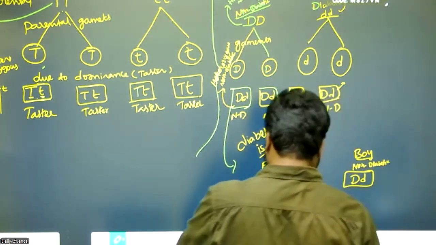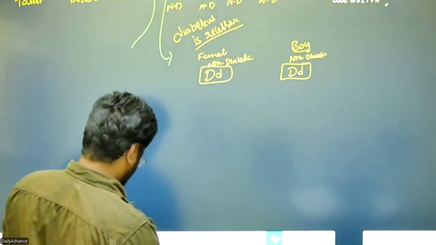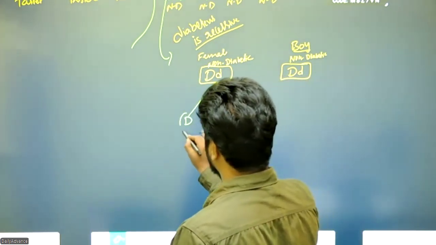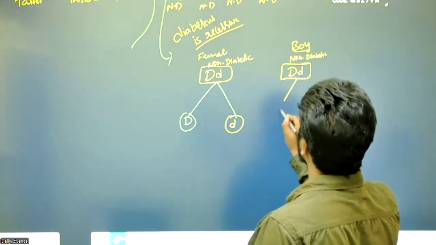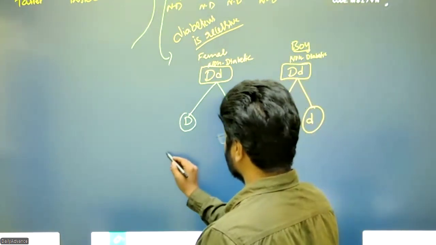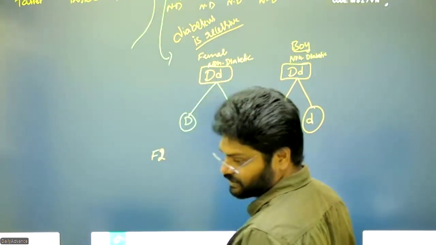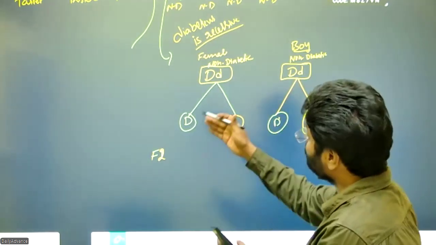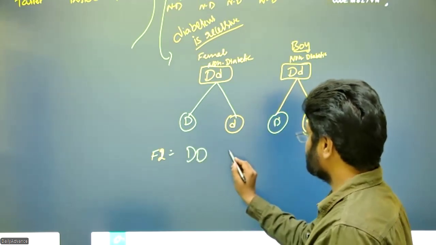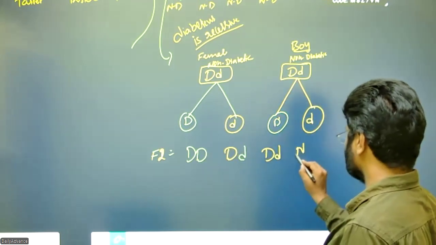So now if they go for fertilization, they get married and produce children. These are all the gametes. Capital D, small d, so these are the boy's gametes. Capital D, small d. Now you can see, this is the F1 generation, from 2 families who got married. In the F2 generation, capital D capital D is possible, capital D small d is possible, capital D small d is possible, and small d small d is possible.